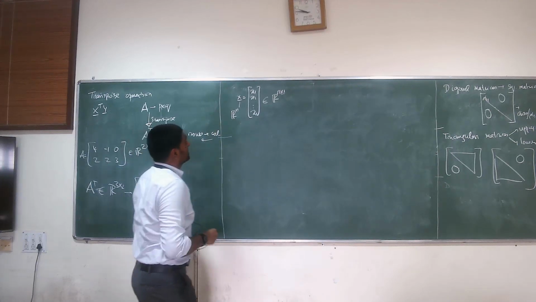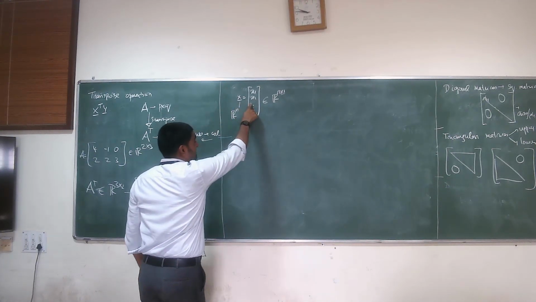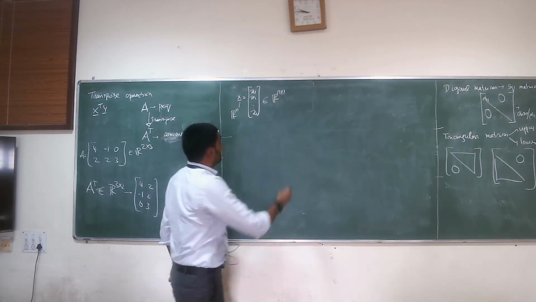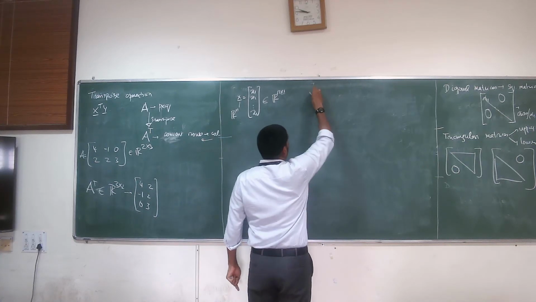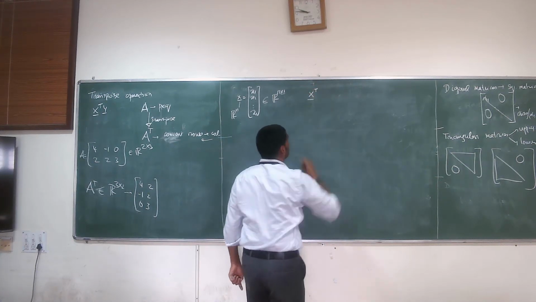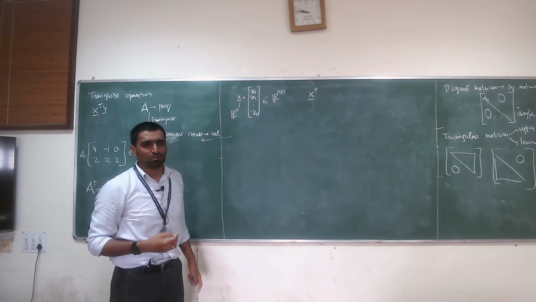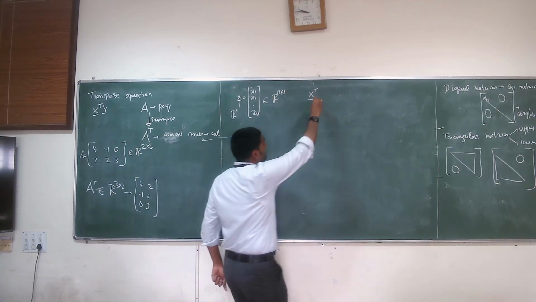That's x. But if we think of x as a matrix like this, then we've seen that we can do an operation like this. Right? I can ask, what is the transpose of this? And what will that be?